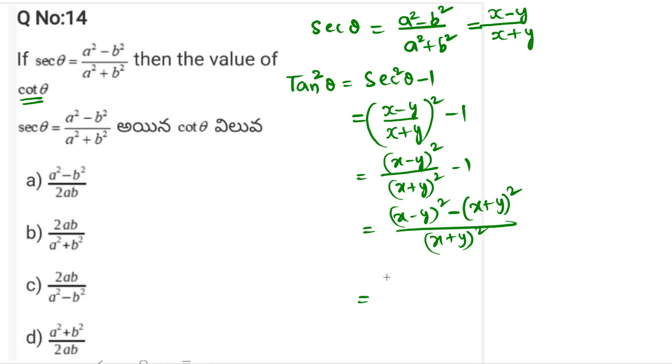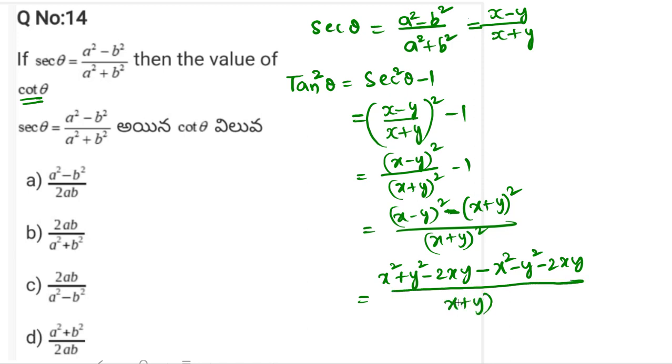If you expand x minus y whole square, you get x square plus y square minus 2xy. Then for x plus y whole square, you will get x square plus y square plus 2xy, but you have a minus before that. So minus x square minus y square minus 2xy, divided by x plus y whole square. So x square minus x square gets cancelled, y square minus y square gets cancelled. The remaining value is minus 2xy minus 2xy, which is minus 4xy. So that is equal to minus 4xy divided by x plus y whole square. This is the value of tan square theta.